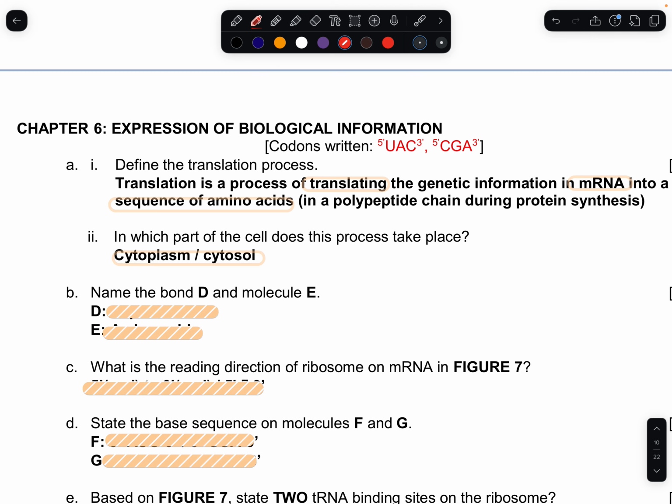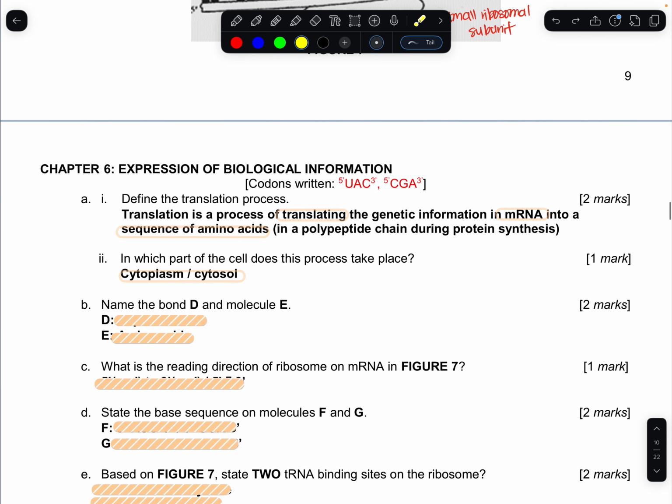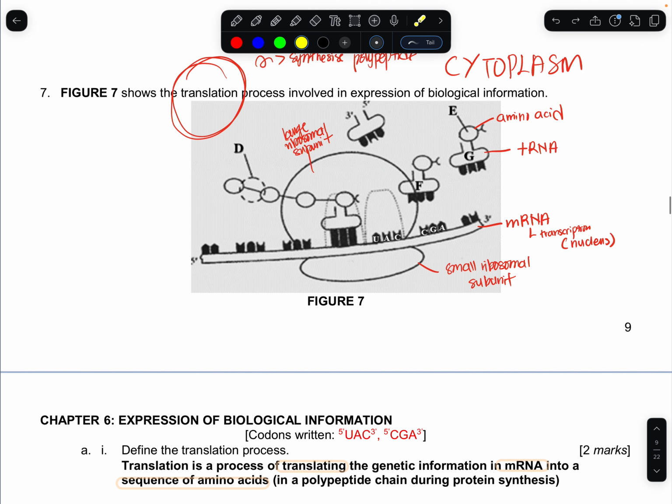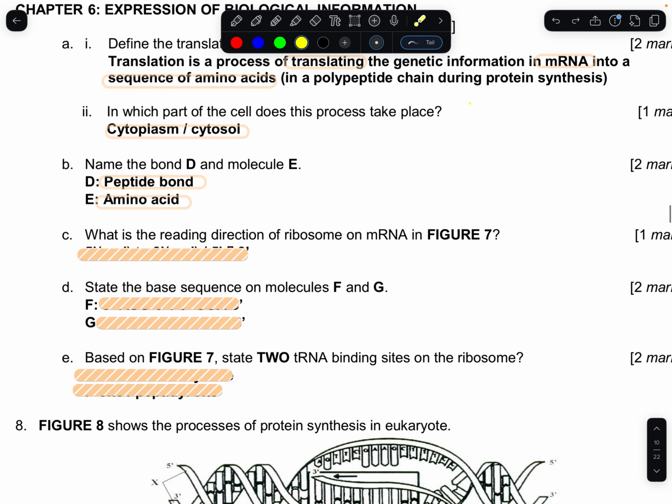Next question. Name the bond D and molecule E. Bond D. Ni lagi senang, ya Allah, dari chapter 1. Tahu guys? Ini amino acid, amino acid, amino acid, amino acid. What is the bond between amino acid? Yes, the answer is peptide bond. Kita sudah belajar juga dalam translation kan. Dalam elongation, kita akan cakap peptide bond formation. Okay. Molecule E. So this one kita sudah label. So this is amino acid. Okay, senang je dapat markah rupanya untuk PSPM ni.